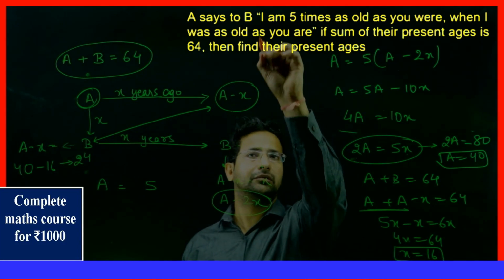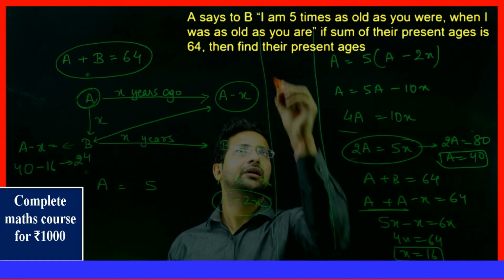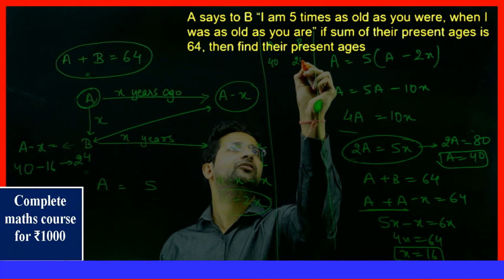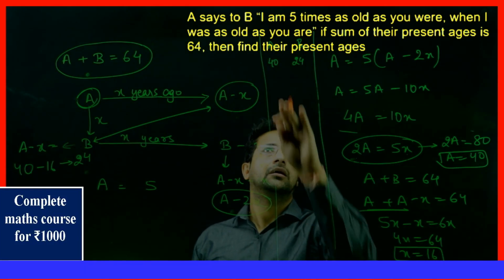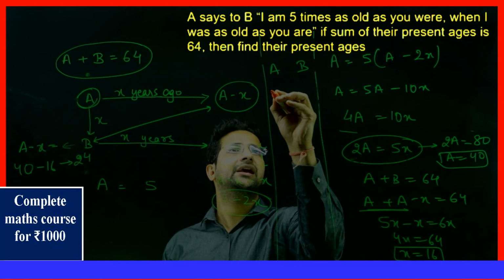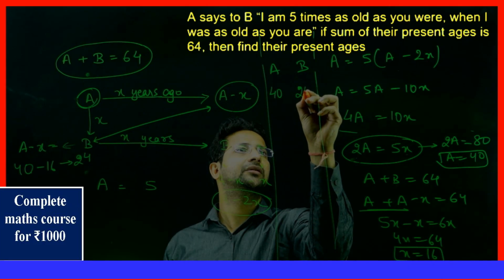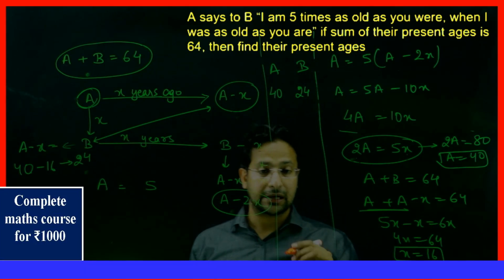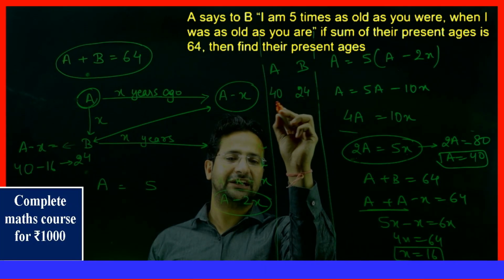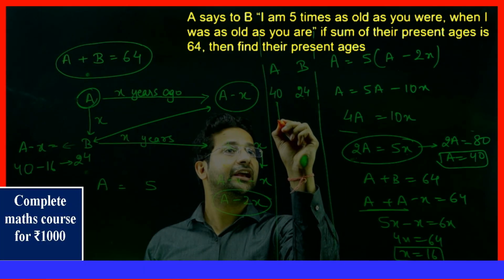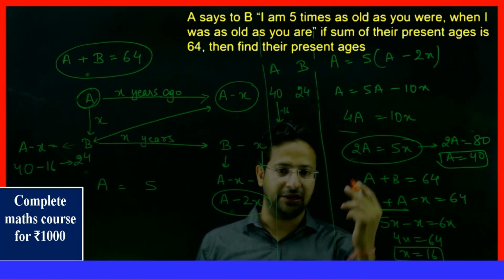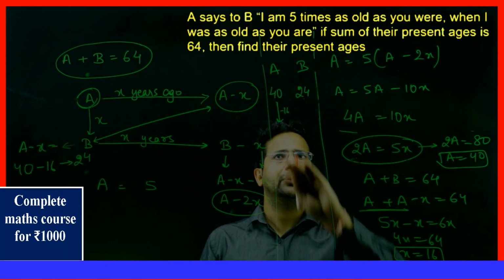Just check it. Are we doing it correctly or not? A is currently 40, B is 24. Currently A's age is 40, B's age is 24. How much is the difference? 16. So when A was as old as B, A was 16 years younger. I'll tell you a good thing.